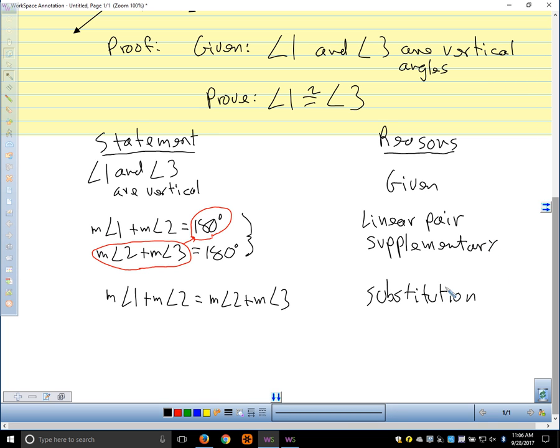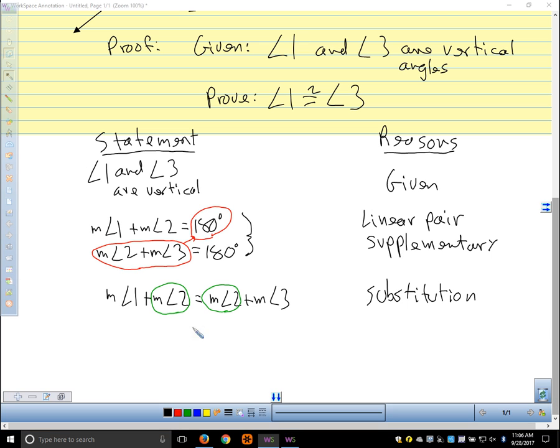Well, now, just like we did last time, I look at this measure of angle 2 here that's on the left and the measure of angle 2 here that's on the right. I say those are the same thing. How do I get them out of that equation? We can subtract. These are just numbers, some measure of an angle, 37 degrees, something like that. So I subtract that measure of angle 2 from both sides of the equation. I get measure of angle 1 equals the measure of angle 3.